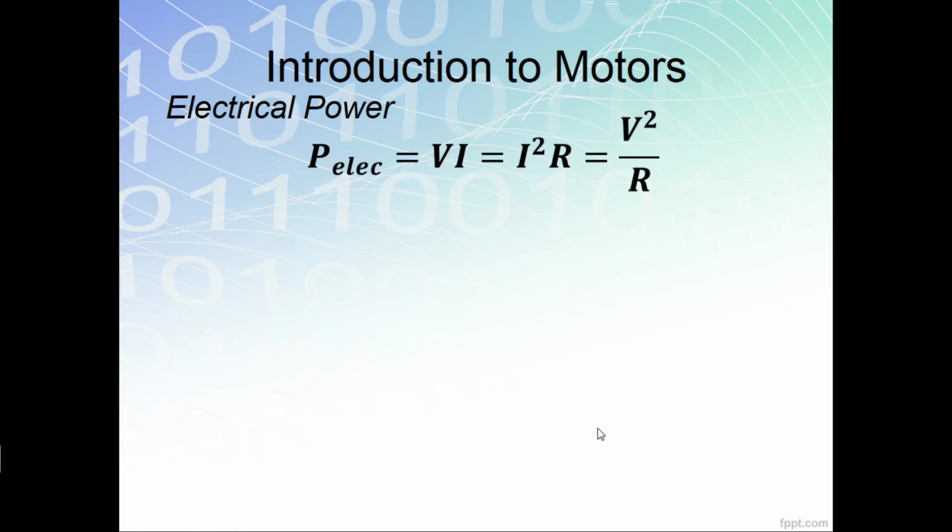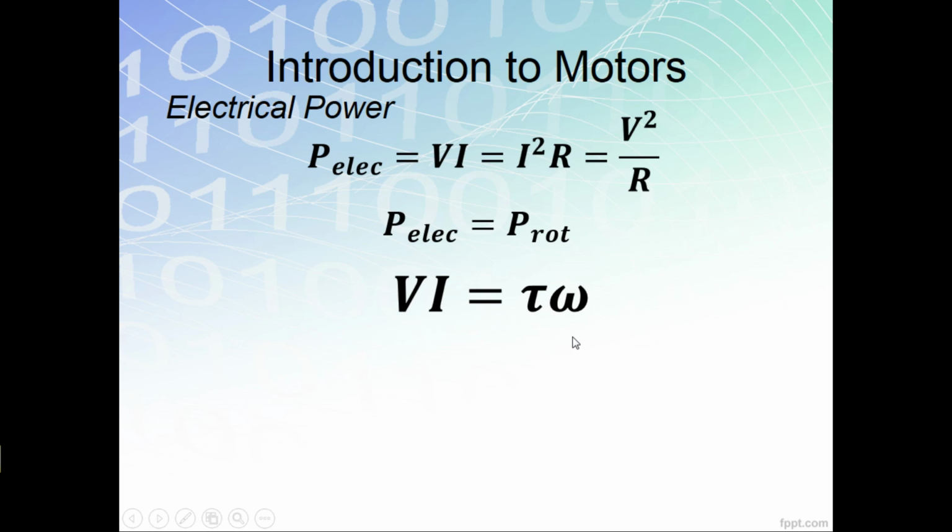Electrical power is equal to the product of the voltage multiplied by the current. It's also equal to I squared R or V squared over R. Assuming that our system is 100% efficient, the electrical power equals the rotational power. And by the equation that we derived in the previous slides, we can determine that the voltage multiplied by the current is equal to the torque multiplied by the angular velocity.